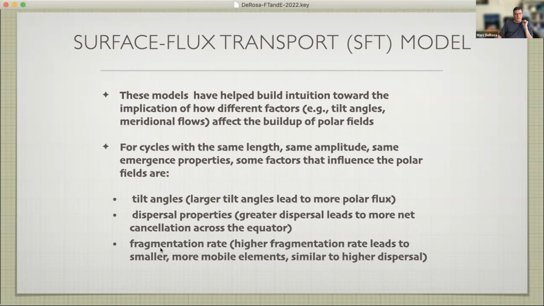And so you tend to have stronger polar fields. There's also things like the fragmentation rate. In this atomic model, if you have a higher fragmentation rate, you'll end up with a population of smaller elements, which tend to be more mobile, and a lot of those are more likely to cancel across the equator, and that leads to stronger polar fields.